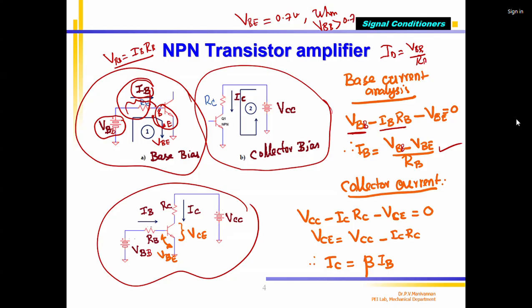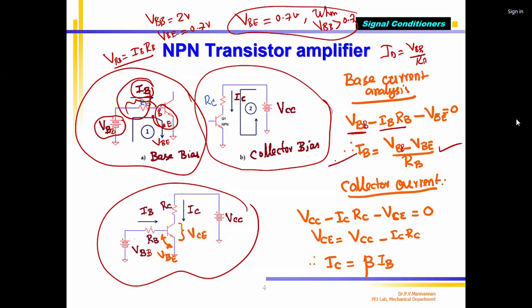Okay. For example, I say VBB equal to, you ask how the problem will come. I say VBB equal to 2 volts. Now automatically this one you have to remember: if VBB is greater than 0.7 volts, automatically VB will be 0.7. So my VB equal to 0.7. Now what is the IB?